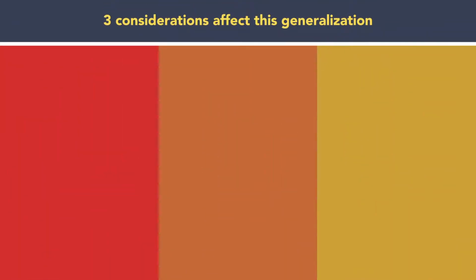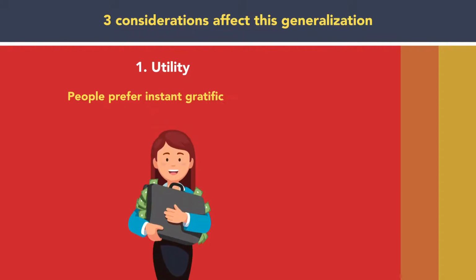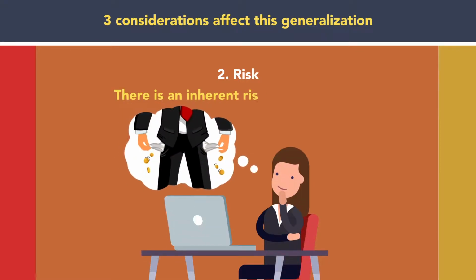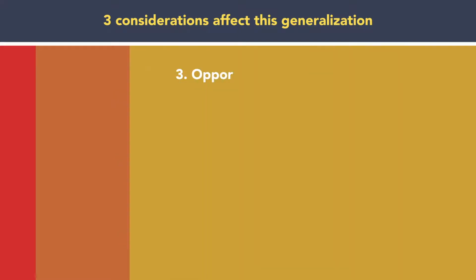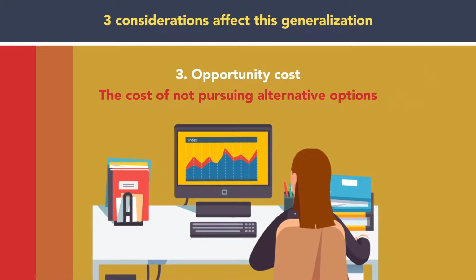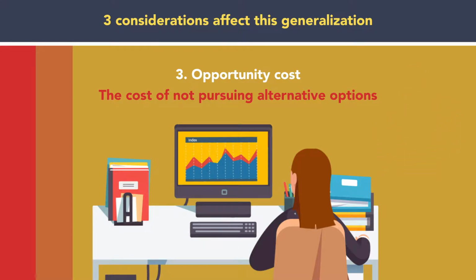Still, 3 considerations affect this generalization. The first is utility. People prefer instant gratification to the self-restraint of waiting a year to be paid. Another consideration is risk. There is an inherent risk to future funds. The monies might not be there because, for example, the person making payments becomes insolvent. A final consideration is opportunity cost, which is the cost of not pursuing alternative options. For example, a person takes the available money now to invest and obtain interest. If the person did not invest the money, then she loses the interest, which is the lost opportunity cost.